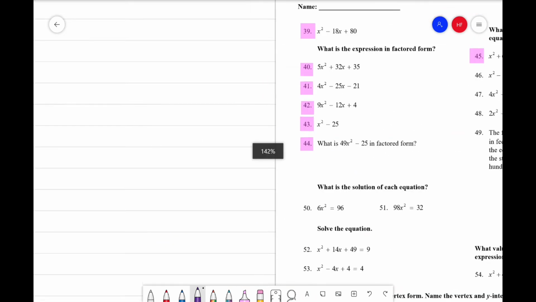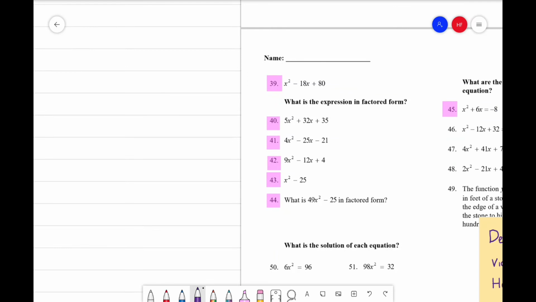(39), we're doing the same thing. We're trying to factor. So we're factoring x squared minus 18x plus 80. So we want two numbers that will multiply to a positive 80 but add to a negative 18, which those two numbers are negative 10 and negative 8. The negatives together will give me positive 80 on the end, and then the negatives together will give me negative 18 in the middle.